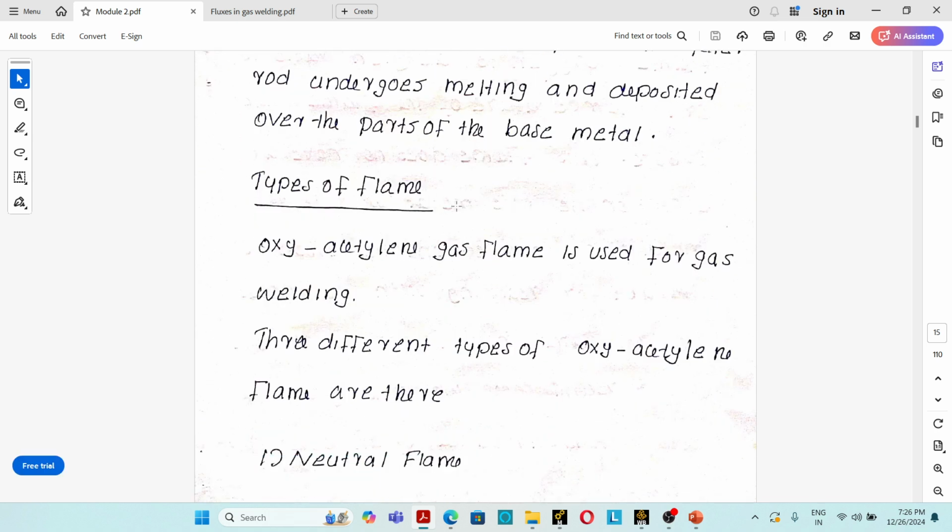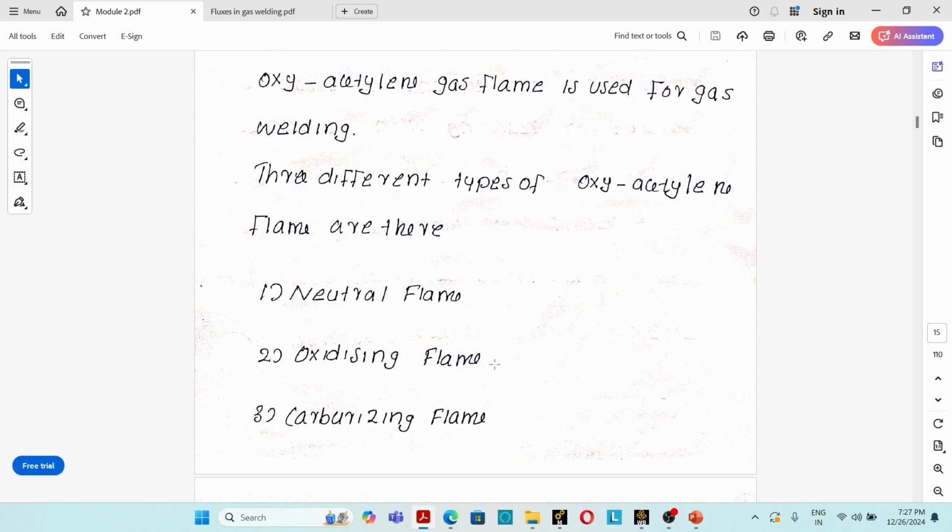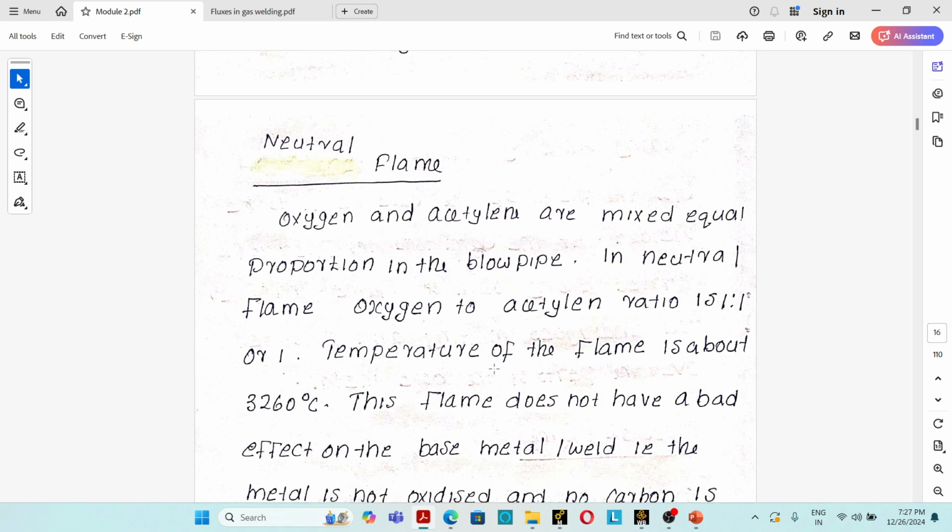So what are the types of flames in the oxyacetylene welding process? It's a very important topic, usually asked in university examinations. Explain the types of flames in the oxy gas welding process or oxyacetylene welding process. There are three types of flames: neutral flame, oxidizing flame and carburizing flame. First one, neutral flame.